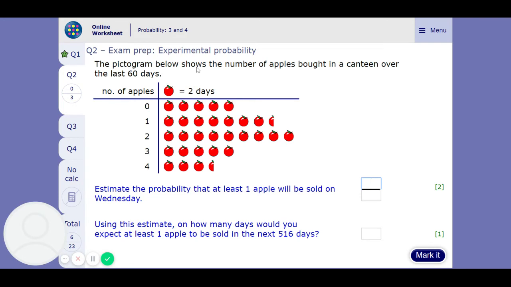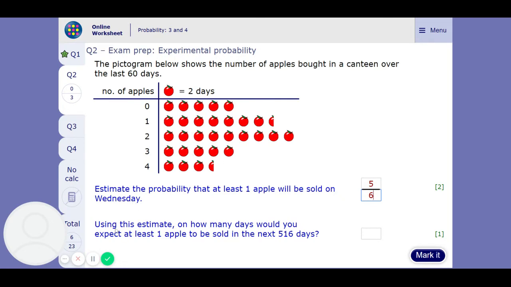The pictogram shows the number of apples bought in a canteen over the last 60 days. 1 apple represents 2 days. Estimate the probability that at least 1 apple will be sold on Wednesday. So, if we realize that there were 2, 4, 6, 8, 10 days where they didn't sell any apples, that means that 50 days out of the 60 days, they sold at least 1 apple. That simplifies down to 5 over 6. That's our best guess. We don't know, but that is why it says estimate.